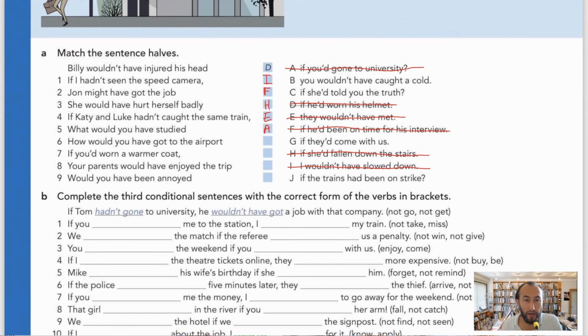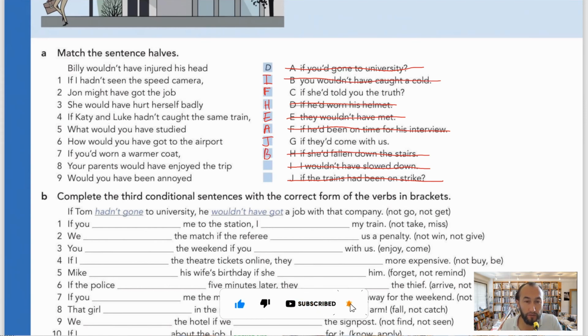Number 6, how would you have got to the airport if the trains had been on strike? So we're going to put J here, if the trains had been on strike. So the trains were not on strike. That's why he got to the airport on time. But the opposite, they're imagining. Number 7, if you'd worn, or it means if you had worn, a warmer coat, you wouldn't have caught a cold. B. So we're going to write that B here. You wouldn't have caught a cold.